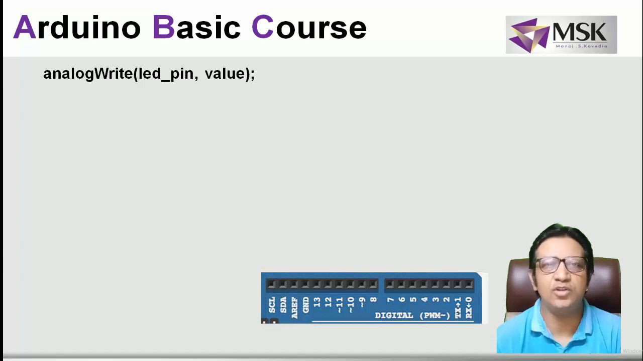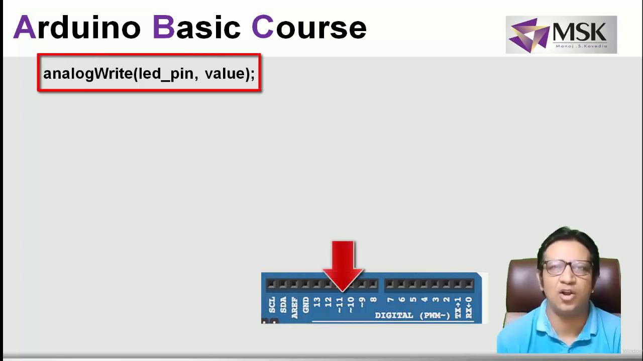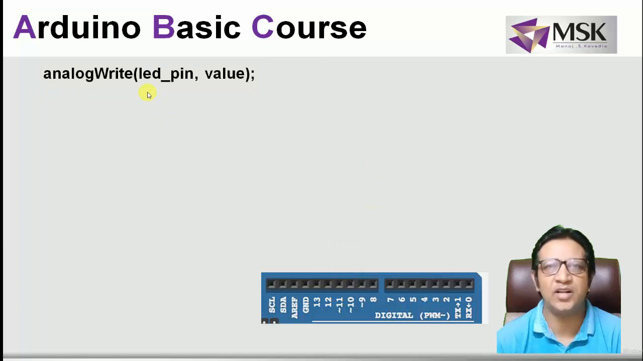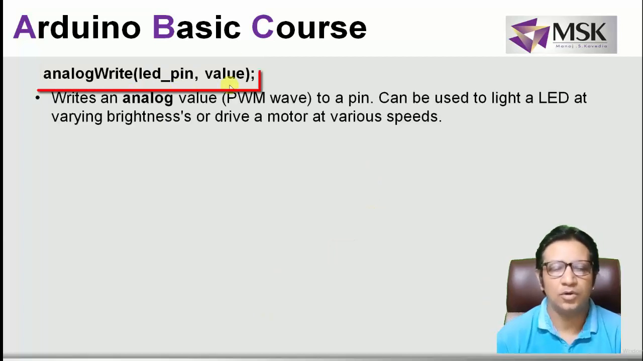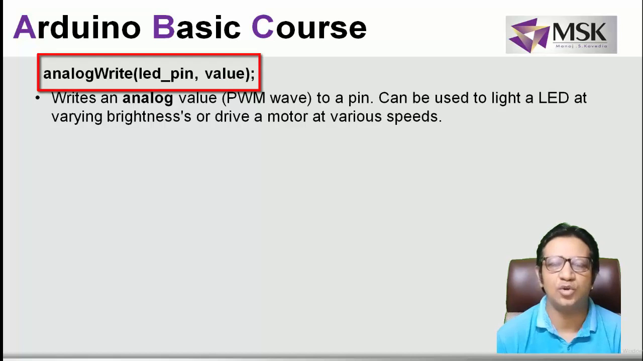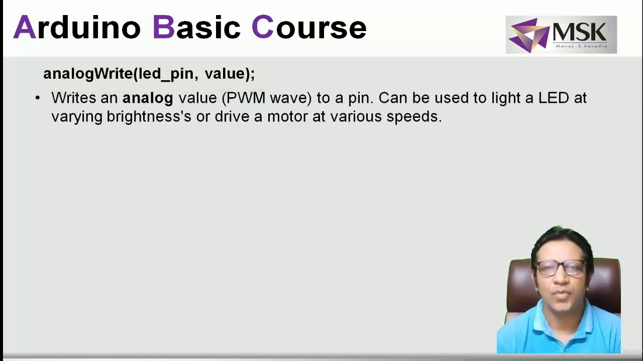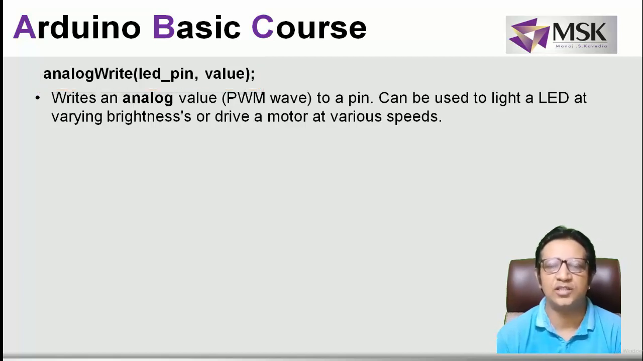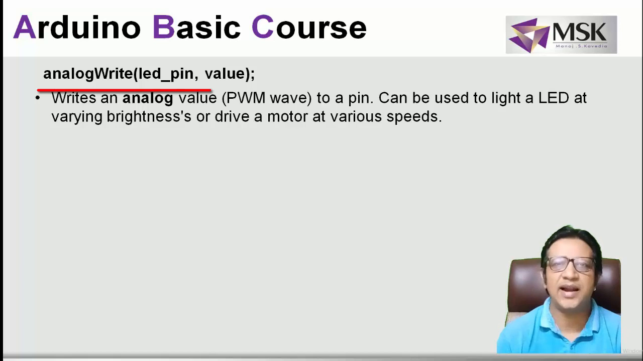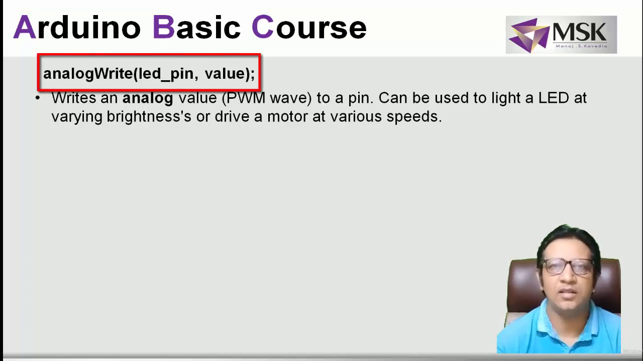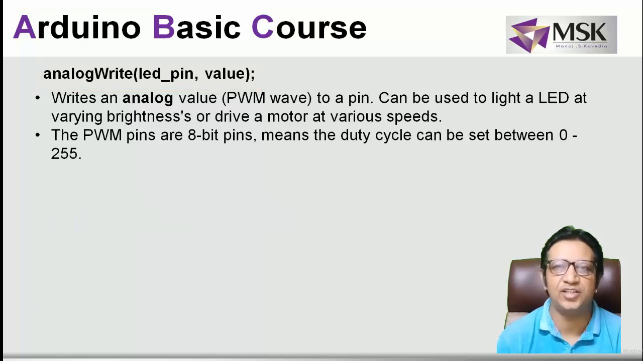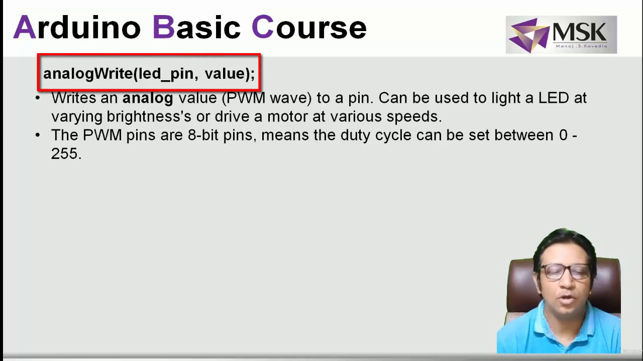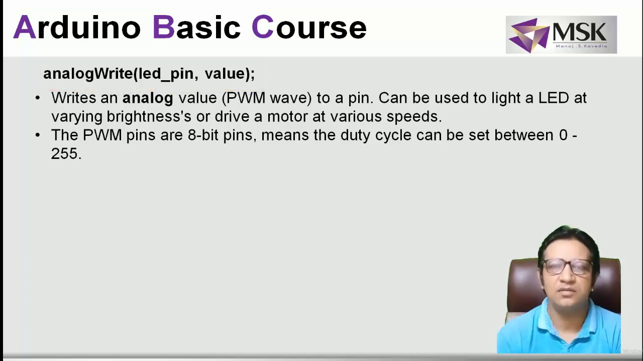Now, the function used to write PWM is analogWrite. analogWrite takes two parameters, the LED pin and the value. So I can use the analogWrite function to write the data on this pin. This pin is not at all analog, but the moment I use the analogWrite function, I write an 8-bit value to it, and this 8-bit value is converted into its equivalent voltage and outputted on that particular digital pin. So the PWM pins are 8-bit pins, so the value which I can write is 0 to 255.